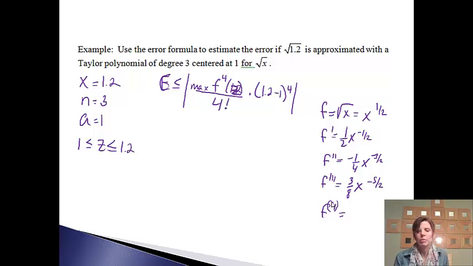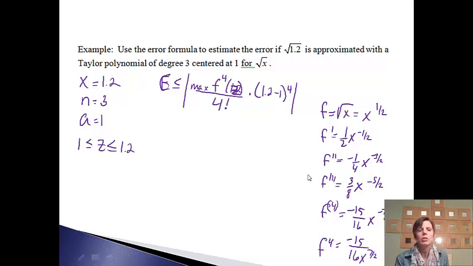and that's when we start putting numbers instead of the tick marks. When I do that, I'll get negative 15/16 x to the negative 7/2. And this one I'm actually going to get rid of the negative power because this is something we're going to actually have to plug a number into. So the 4th derivative will actually be negative 15 over 16 x to the 7 halves.